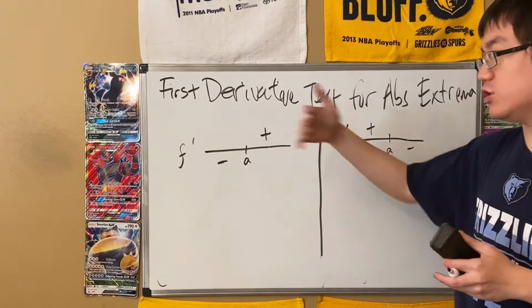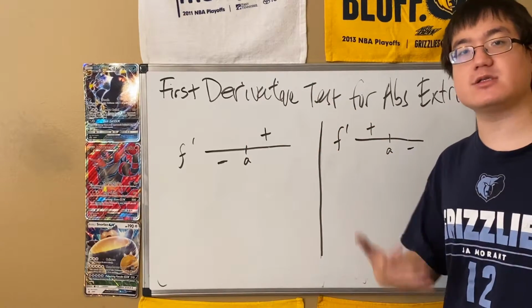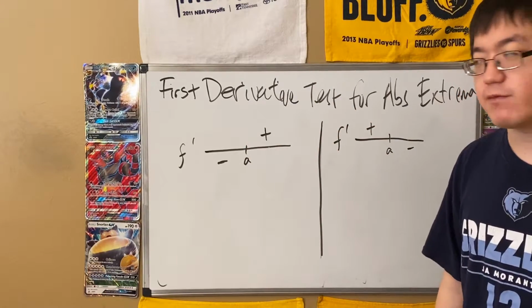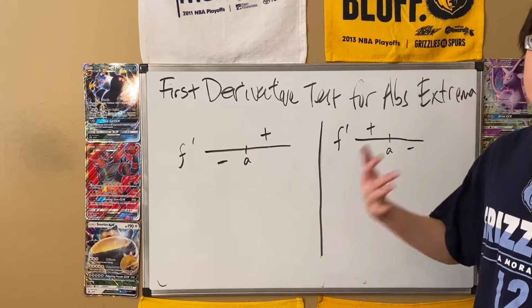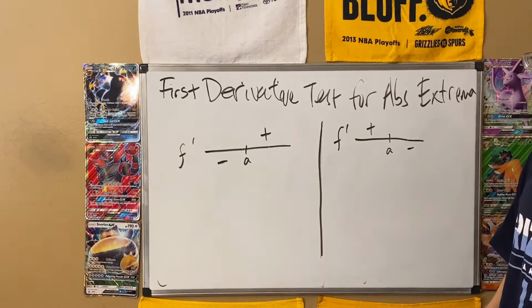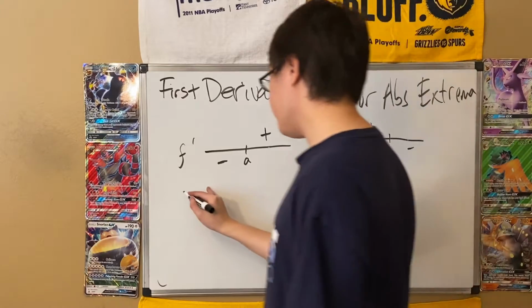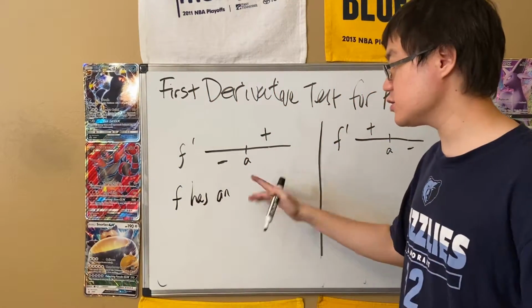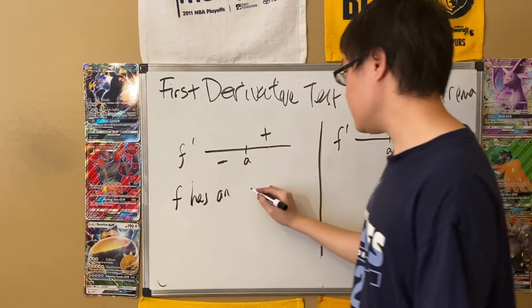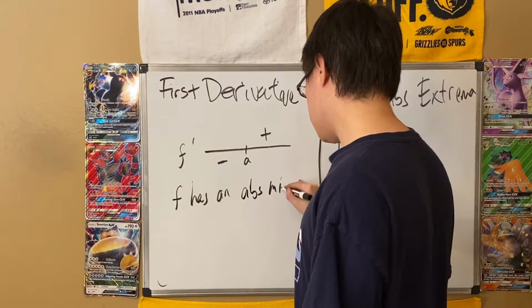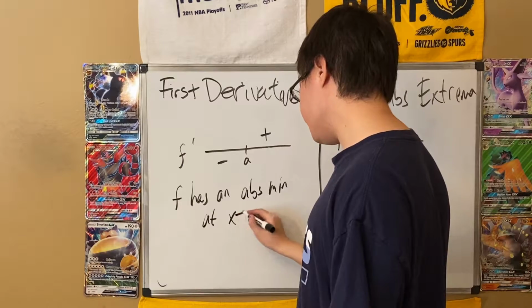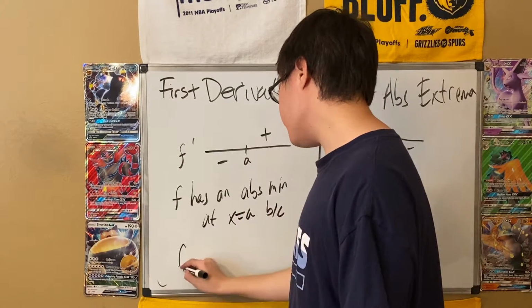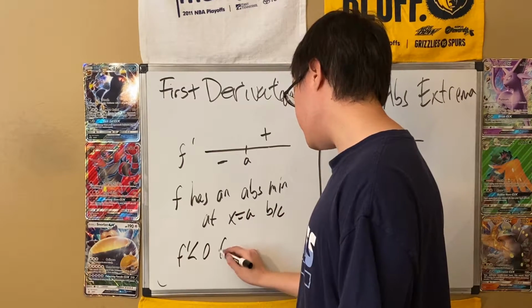So what you do when you justify this, unfortunately sign charts don't give you points on an AP exam, for example. You have to justify it with a nice justification sentence. So this is the justification sentence. F has an absolute min. So this is the absolute min picture. Hopefully you can tell, negative to positive, at x is equal to a, because f prime goes from negative for x smaller than a.